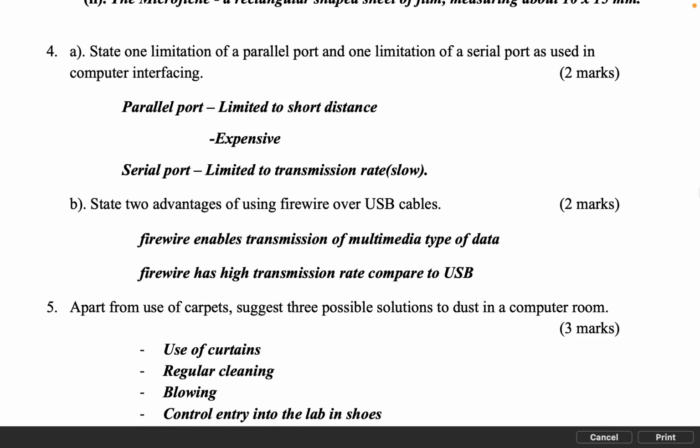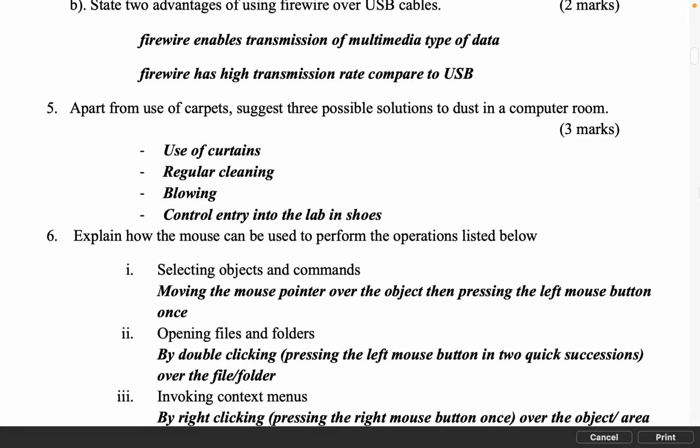A. State 1 limitation of a parallel port and 1 limitation of a serial port used in computer interfacing. 2 marks. Parallel port, limited to short distance, expensive. Serial port, limited transmission rate, slow. B. State 2 advantages of using FireWire over USB cables. 2 marks. FireWire enables transmission of multimedia type of data. FireWire has a high transmission rate compared to USB.